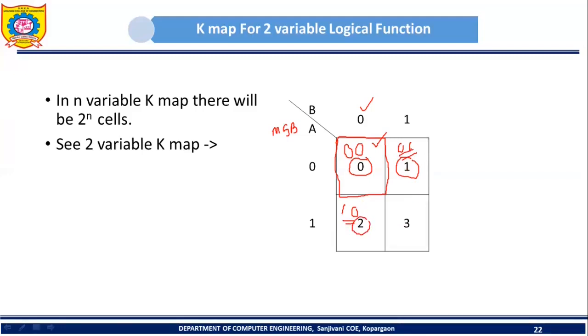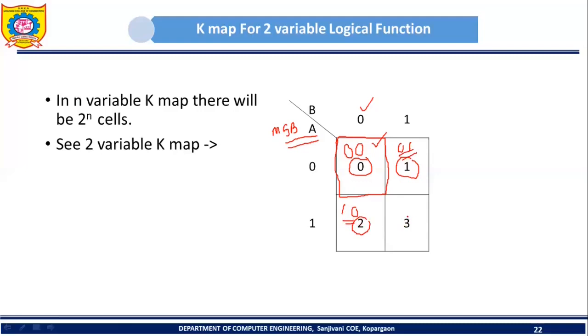So here the order is important, right? I cannot take 1 first and then 0. No, because I have considered A as MSB. Then this 1 0, if you convert it into decimal, you will get this 2.